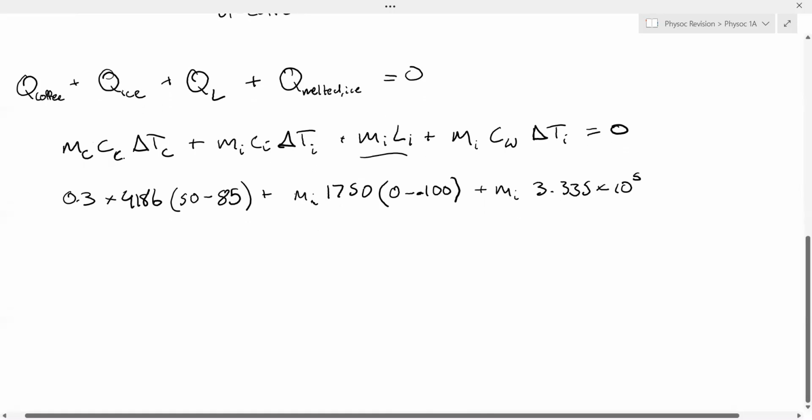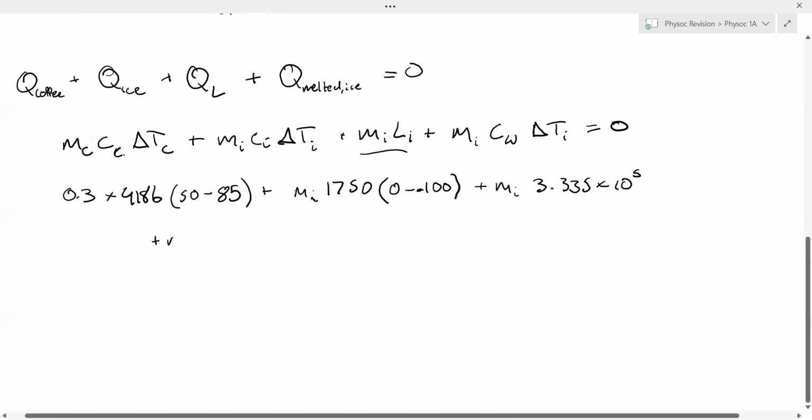And then last but not least, this mass of the ice plus specific heat of water now, because this is after the ice has melted. And this change in temperature is going to be our final minus initial. It went from 0 degrees to 50 degrees final. And that's all equal to 0.